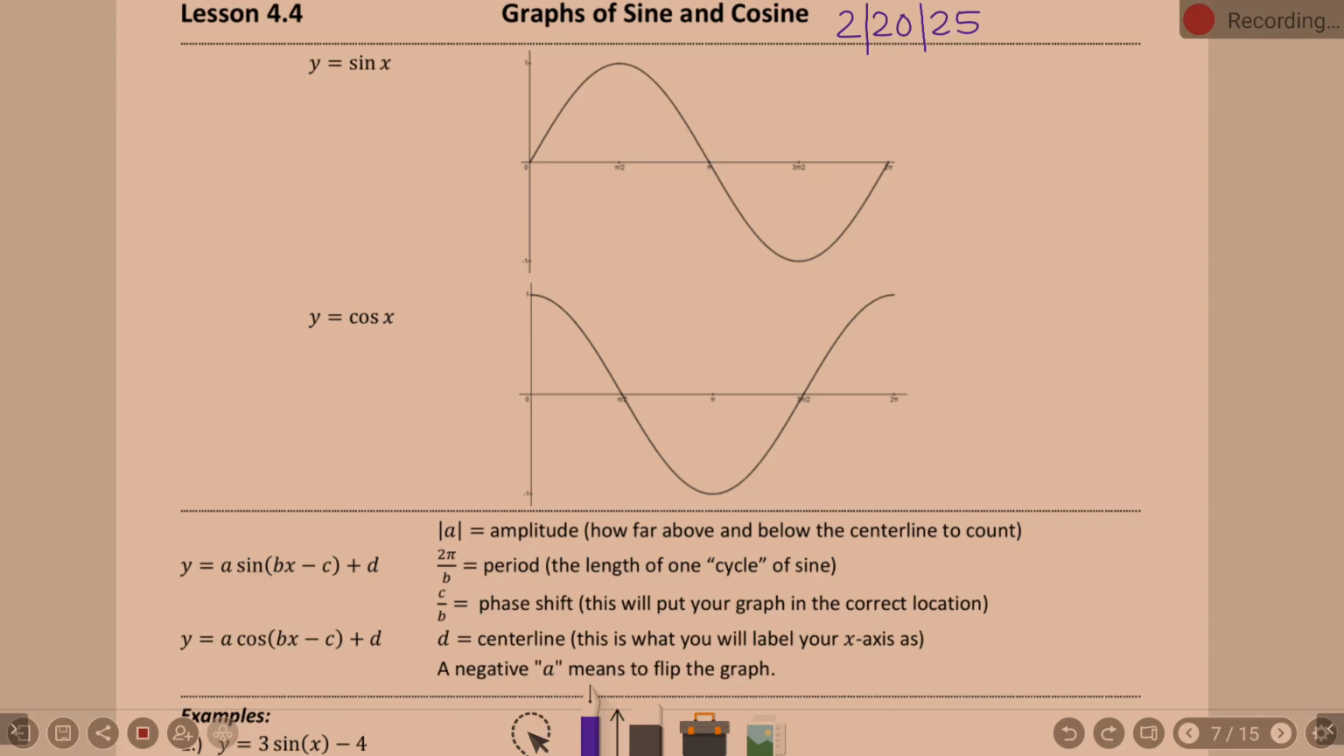Now, cosine is technically the same curve. It's just shifted over. Cosine also has a cycle that we're going to talk about from 0 to 2 pi. At 0, it has a max at 1, so it starts high. A quarter of the way through, at pi over 2, it cuts through. Halfway through, it has a minimum of -1 at pi. Three-quarters of the way through, at 3 pi over 2, it has a 0 again. And then at 2 pi, it maxes out at 1. And again, it keeps going and going.